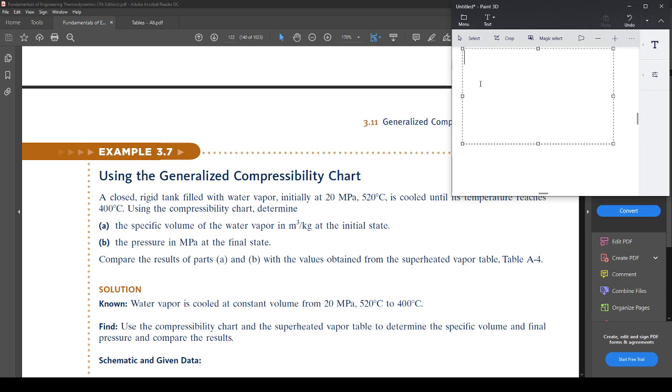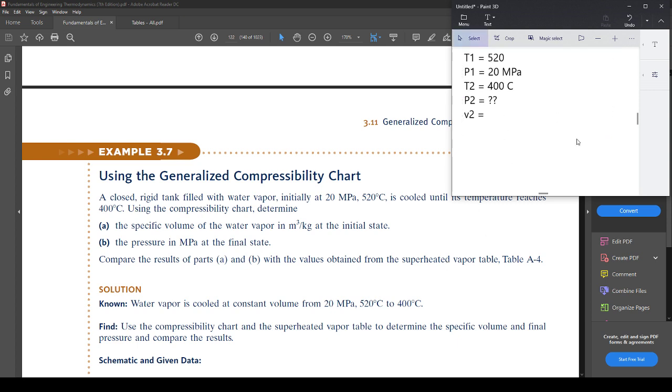All right, so we have 520 C. That's T1, so T1 is equal to 520. P1 is equal to 20 MPa. And then we have T2 is equal to 400 C, right? And we're looking for P2, and the specific volume, so looking for the little v2. So that is where we are at currently, okay?